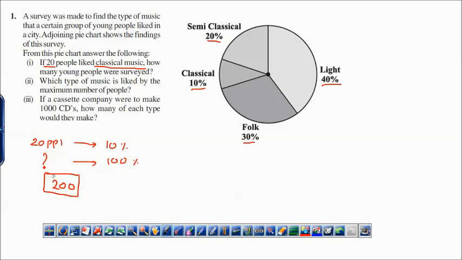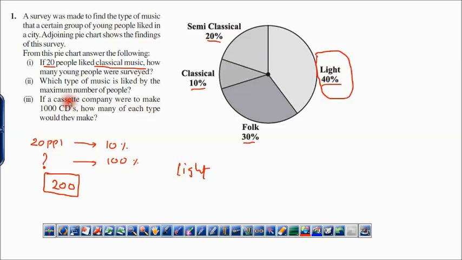Second question, which type of music is liked by maximum number of people? Maximum number of people मतलब 40%. Answer is light music. Light music is liked by maximum number of people.